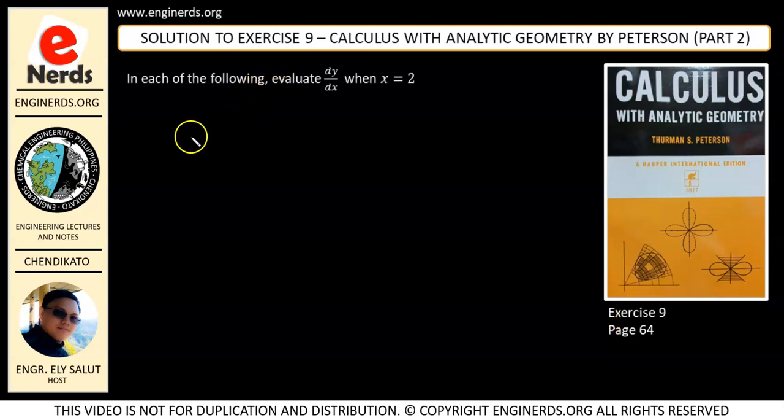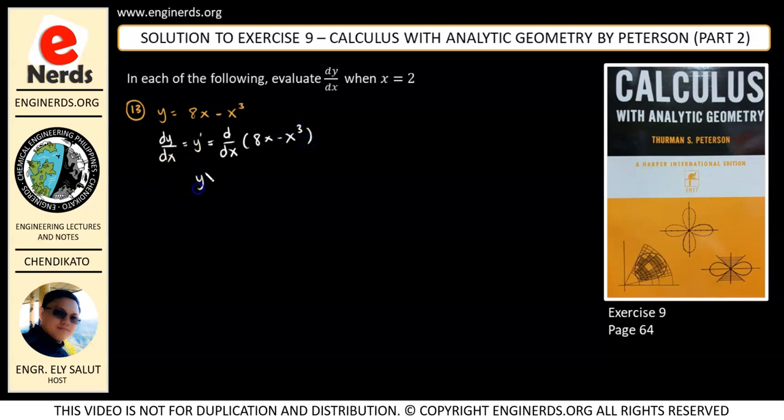So starting from problem number 13, we are asked to evaluate the dy over dx when x is equal to 2. So, ang given natin sa problem number 13 is y is equal to 8x minus x cubed. Okay, so yan ang ating given. So, first, kunin muna natin yung kanyang derivative. So, dy over dx. And this is also equal to y prime, which is equal to d over dx of 8x minus x cubed. Okay?